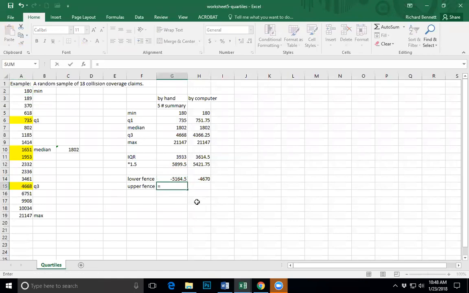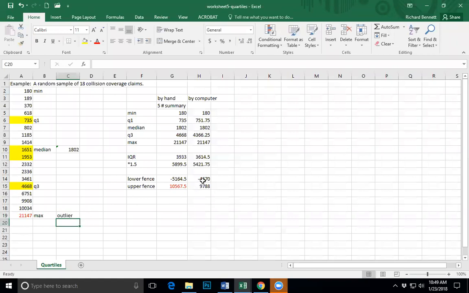But on the upper side, I'm going to take Q3 plus 1.5 times the interquartile range. Depending on which method I'm using, if I did this by hand, anything greater than 10,567 is an outlier. Do I have anything greater than 10,567? Yes, my maximum. So this $20,000 car fix is an outlier.